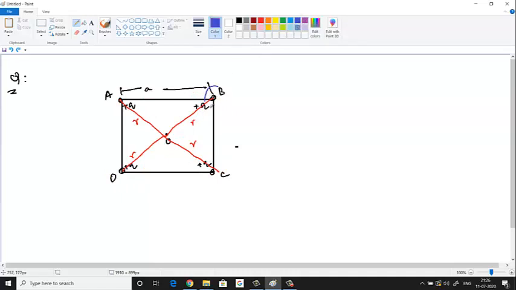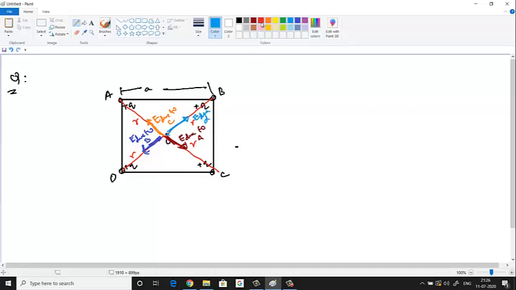Due to B, the electric field is going to be in this direction. This is the electric field due to B. So let me write: due to charge at B. What about for A? Here, electric field due to charge at A. What about for C? It is going to be in this direction, electric field due to charge at C. And finally, for D, it will be in this direction, electric field due to charge at D.